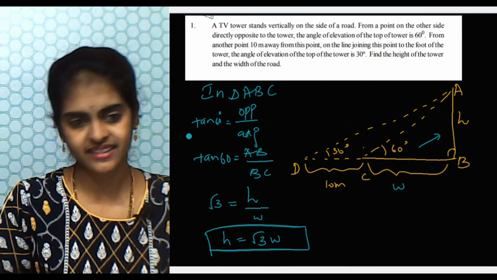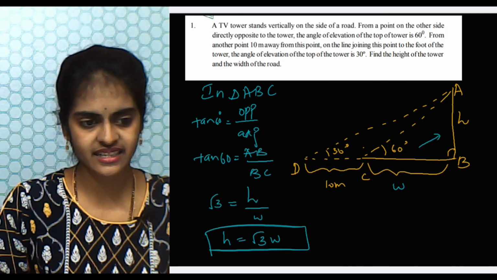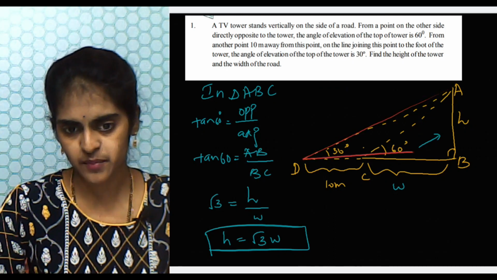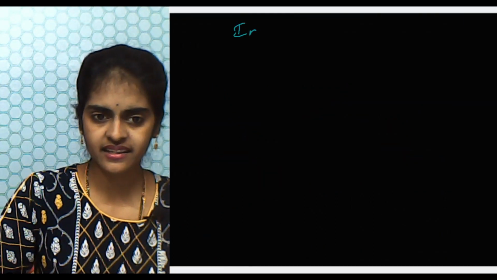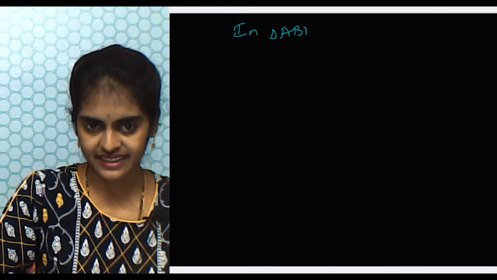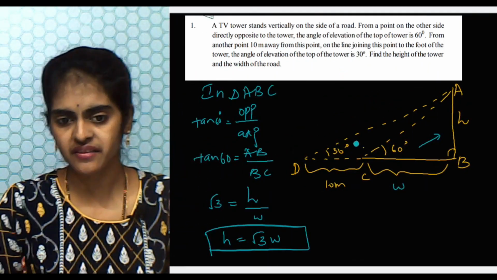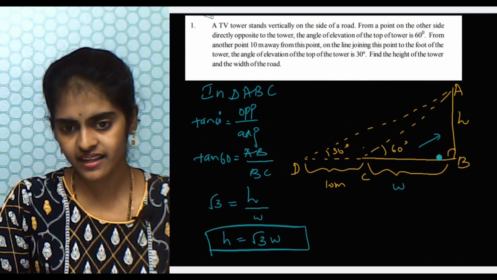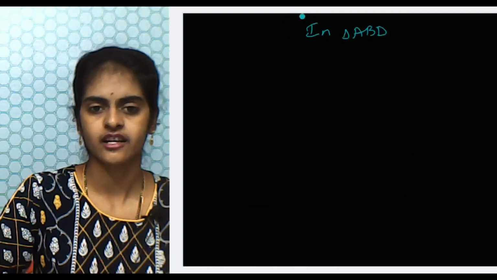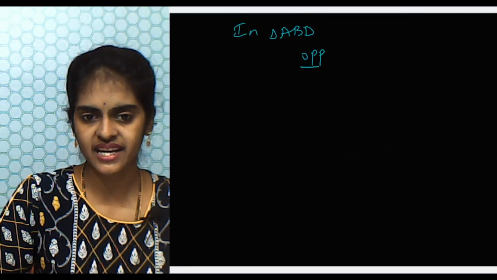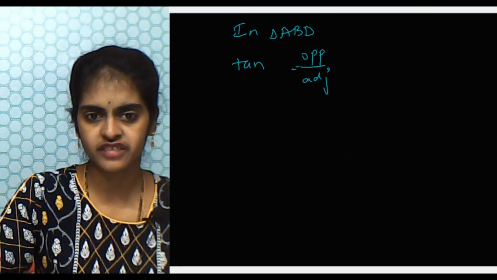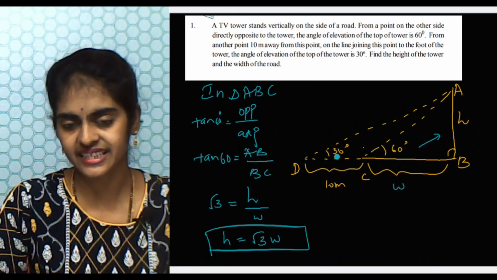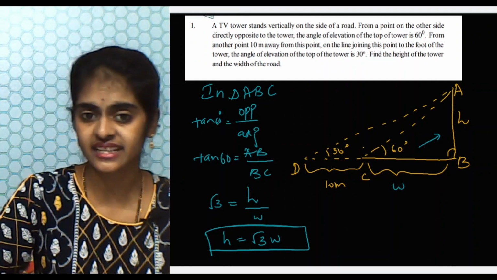Now let us take the another triangle. What is the another triangle? It is nothing but ABD. This bigger triangle if you take. So let me write it here. So in triangle ABD, here also you can see you have a relation with the opposite side and the base, the adjacent side. So opposite by adjacent side gives you tan. And tan of which angle do you have here? Tan of 30 degrees. Here in this triangle it is 30 degrees, isn't it?